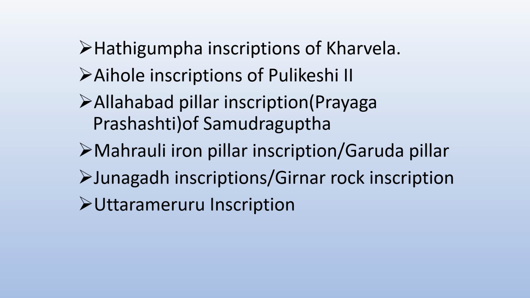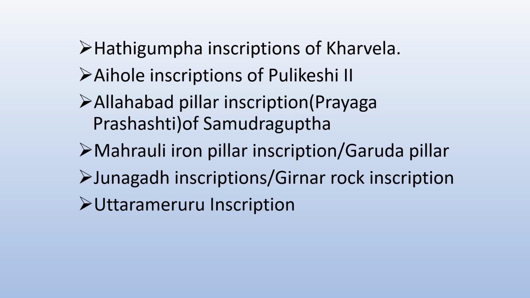Second one, Aihole inscription. The Aihole inscription is associated with the Chalukya dynasty. It was written by Ravikirti, court poet of Chalukya king Pulakeshin II, and is found at the Meguti Jain temple, Karnataka. The inscription speaks about the defeat of Harshavardhana by Pulakeshin II. It also mentions the victory of the Chalukyas over the Pallavas.